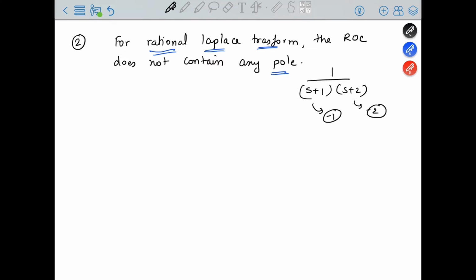At these values the denominator becomes 0. So if we have a pole, we get a value of X(s) to be infinite. Suppose we put s equals minus 1, what will we get? We'll get X(s) as an infinite value. So X(s) becomes infinite at poles, and if this is infinite, the Laplace transform integral does not converge at the pole.